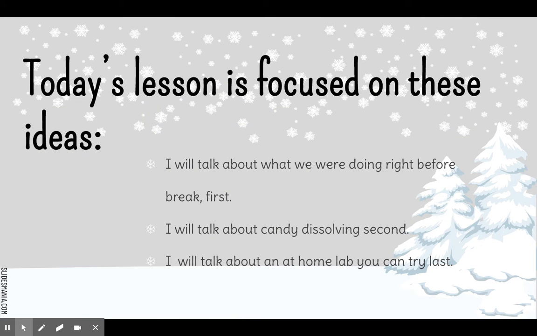So today's lesson is focused on these ideas. One, we will talk about what we were doing right before break, because we've had some sleeps since then. Two, we will talk about candy dissolving. Yum. And then finally, three, we will talk about an at-home lab that you can try. This at-home lab is completely 100% optional. It's kind of cool if you've got the stuff around your house. Please do not go out and buy these things. Just if you've got it, great. If you don't, no big deal, but it's something fun that you can try at home.